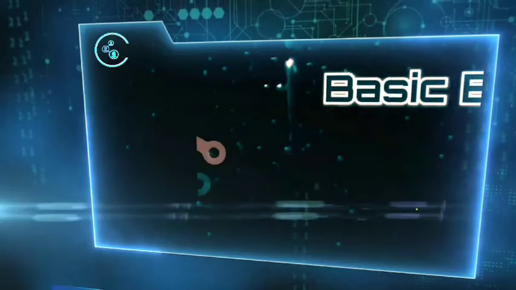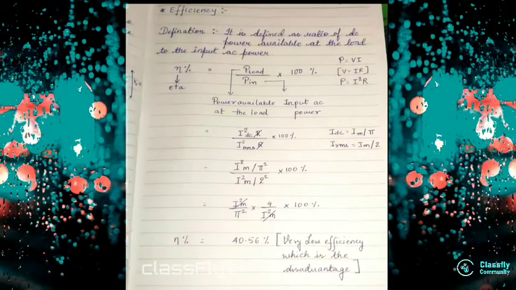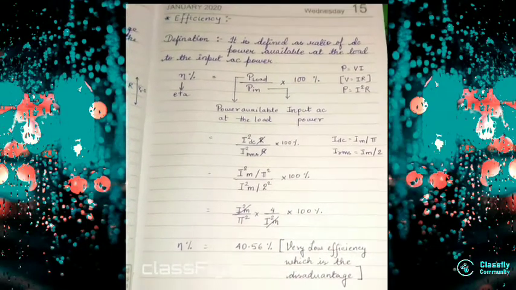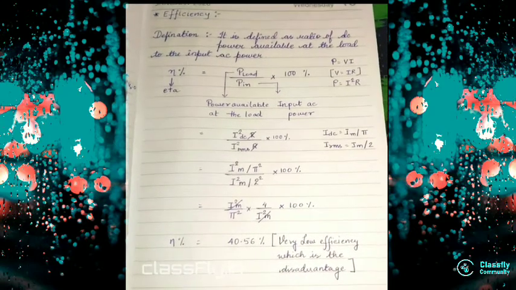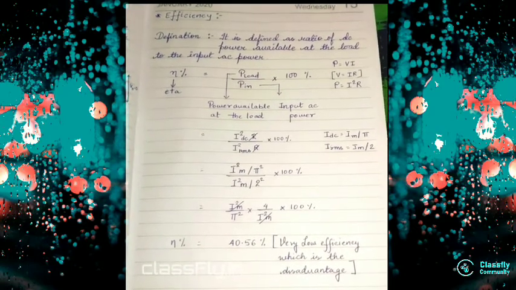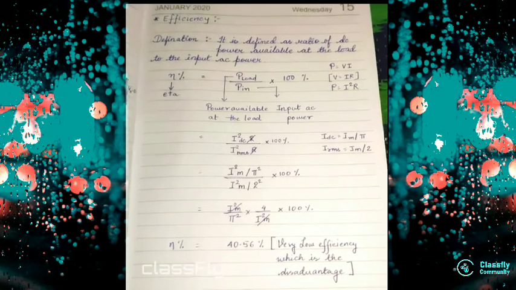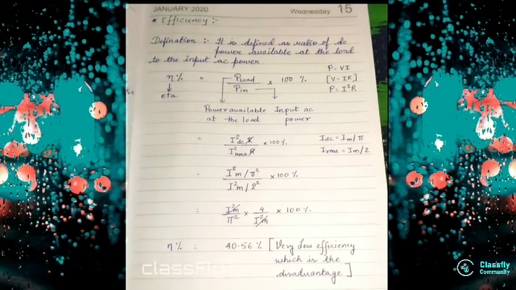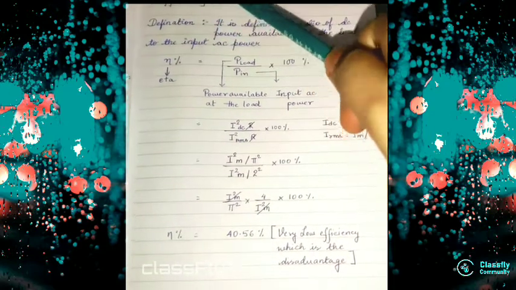Today is lecture 9 of Basic Electronics with the topic Half Wave Rectifier Part 3. So, let's begin with today's lecture, the half wave rectifier Part 3. Today we will learn about the half wave rectifier's efficiency and PIV, that is the peak inverse voltage. So the first topic is efficiency.